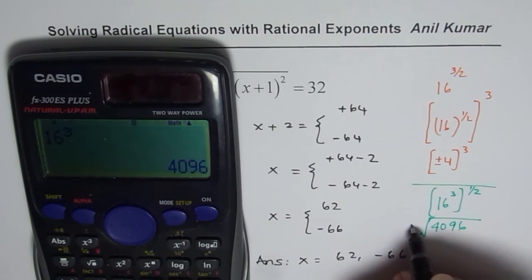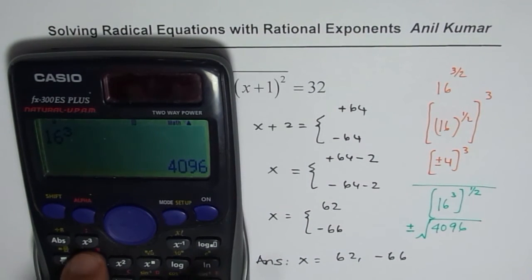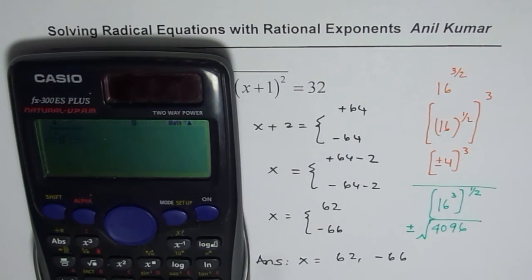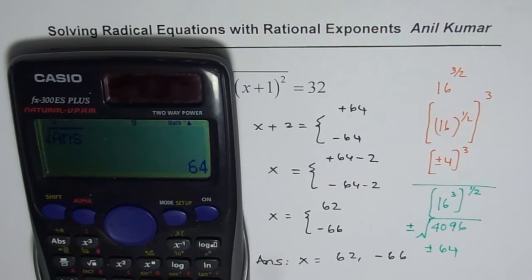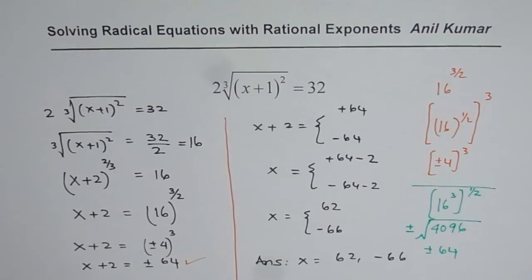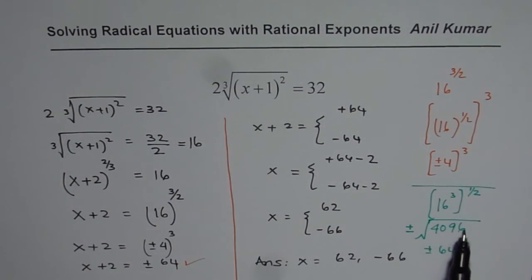But whenever you square root, you have plus and minus sign involved, right? So when you do square root of your answer, what you get is 64, right? So you get plus minus 64. So either way, you get the same answer. I prefer to do square root first and then cube, since we are working with smaller numbers as we saw here, right? So I hope that helps.